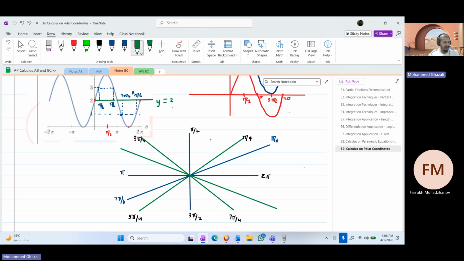So this is 11 pi by 6. That is pi by 2. This will be 5 pi by 6, right? So remember, those were some of the important values: 5 pi by 6, 7 pi by 6, 11 pi by 6.